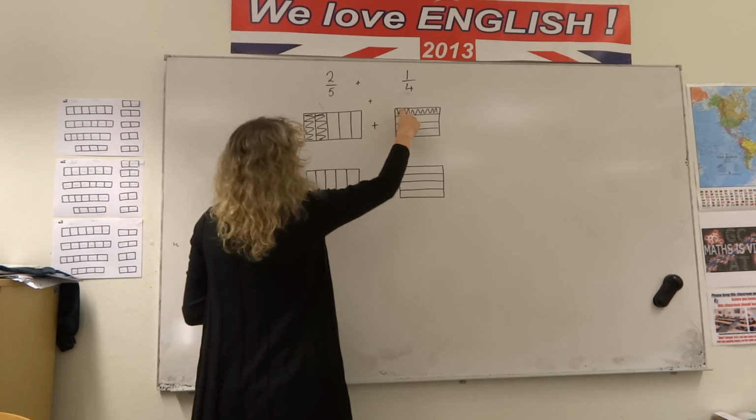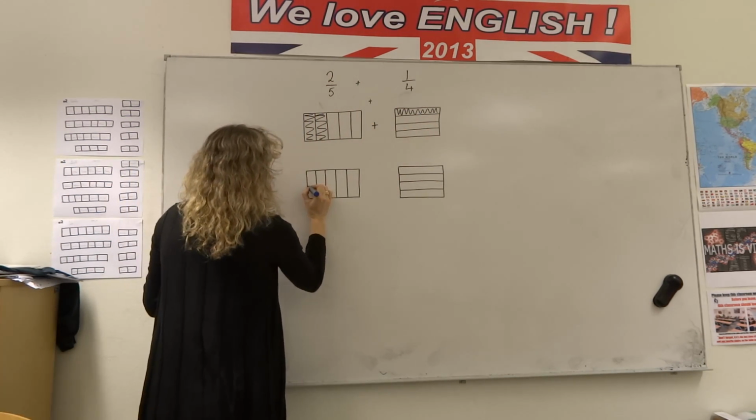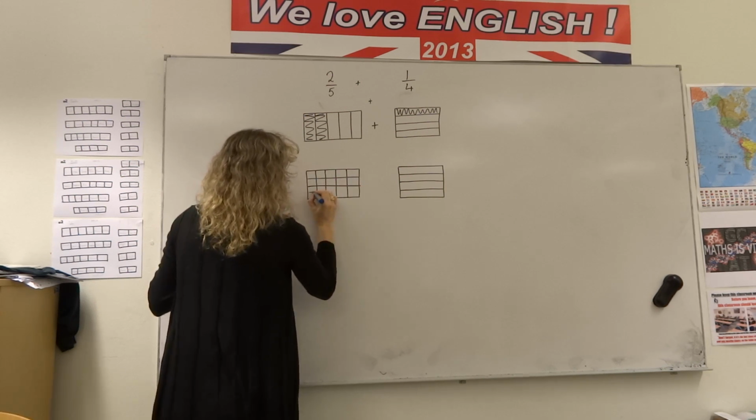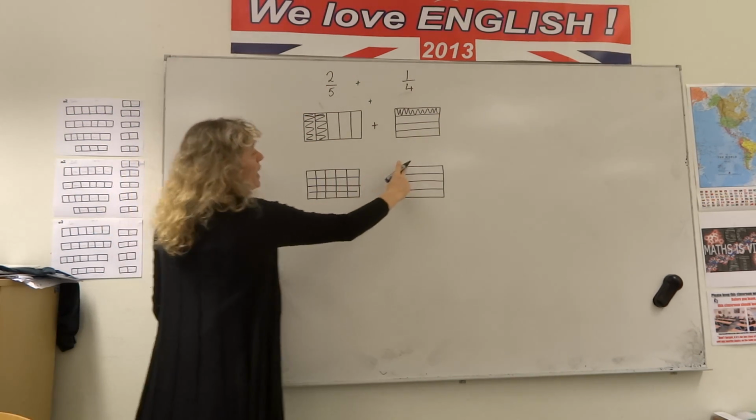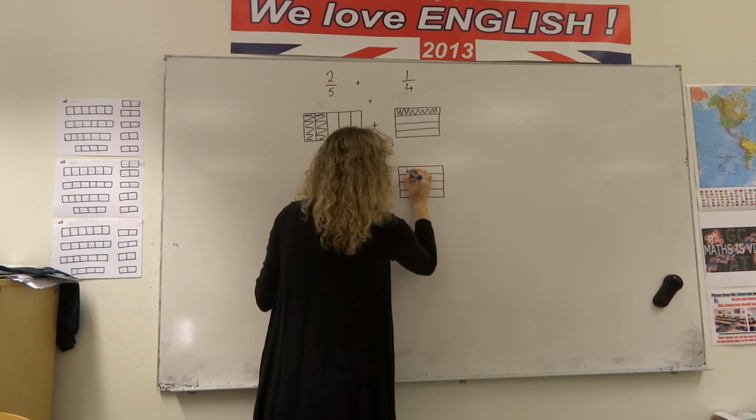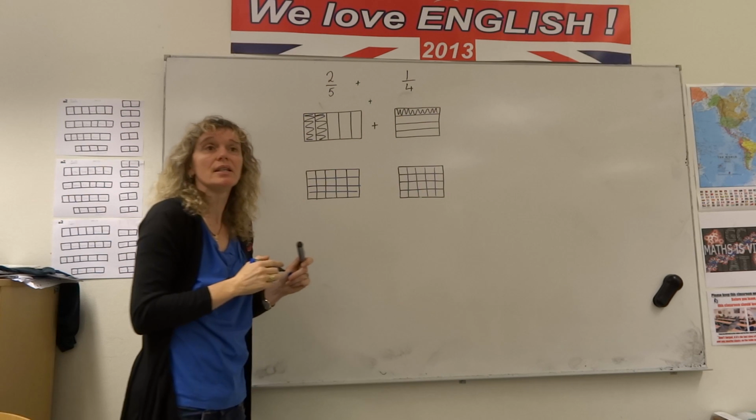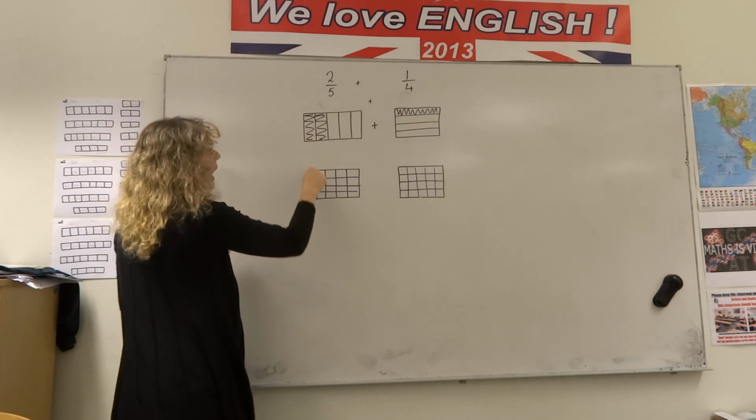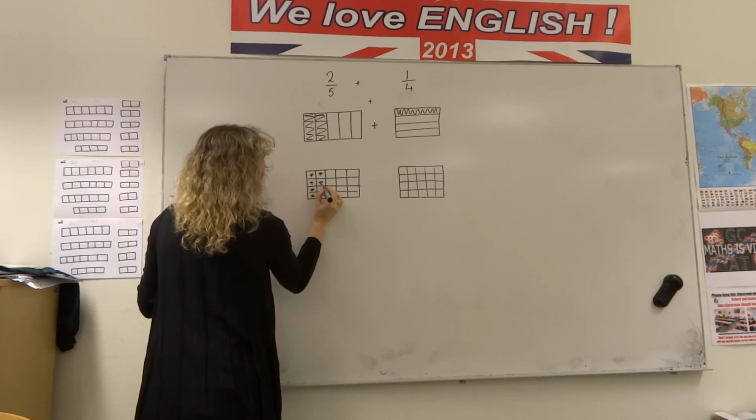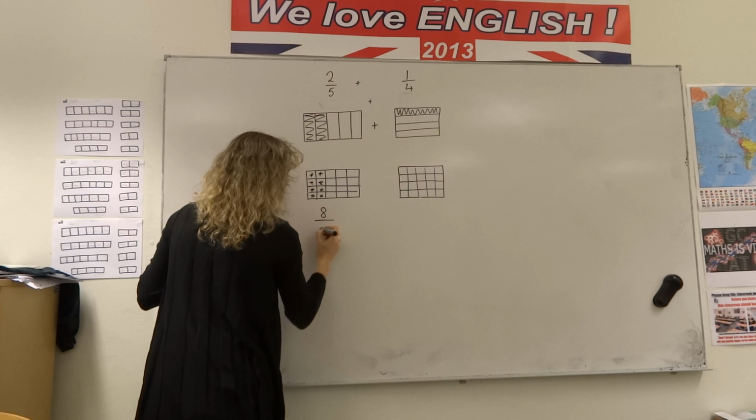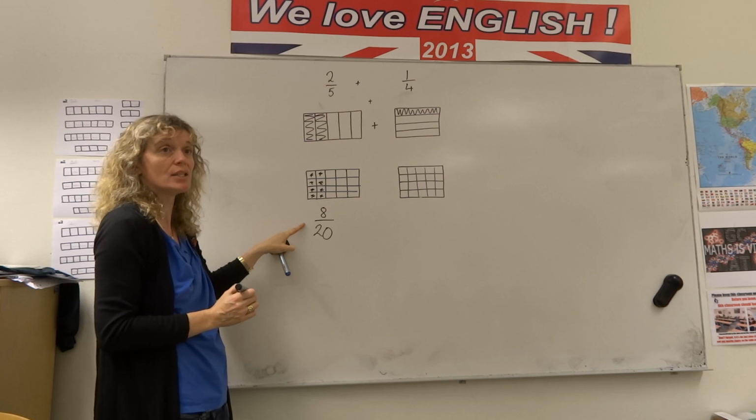If I was to split these fifths diagonally this way, I would actually be changing my fifths into 20 small pieces here instead. And I did the same thing here. I split these quarters up into 5 different sections here. Now I've got 20ths here as well. So now I can just count how many 20ths would I have? 1, 2, 3, 4, 5, 6, 7, 8. I would have 8 20ths. So what I'm saying is that 2/5 is the same as 8 20ths.